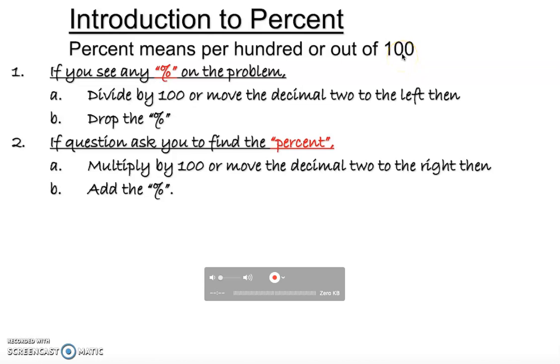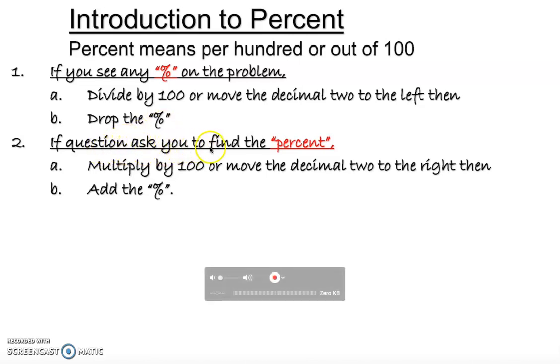Okay, now this one has a special symbol also. So this is the symbol. Percentage is a symbol. Now again, percentage means for 100 or out of 100. The Latin word is per centrum, percent came from per centrum. So if you see the symbol on the problem, either you divide by 100 or move the decimal to the left, then you drop the symbol. So this is the key actually, for dealing with the percent problem, for understanding the percent.